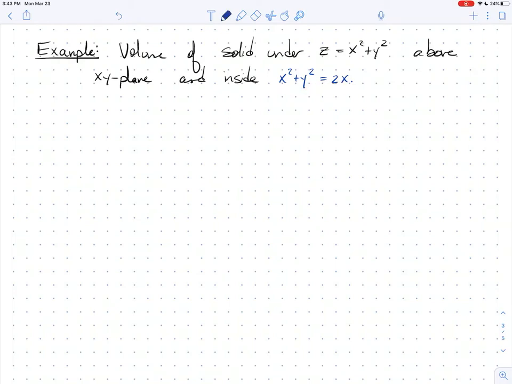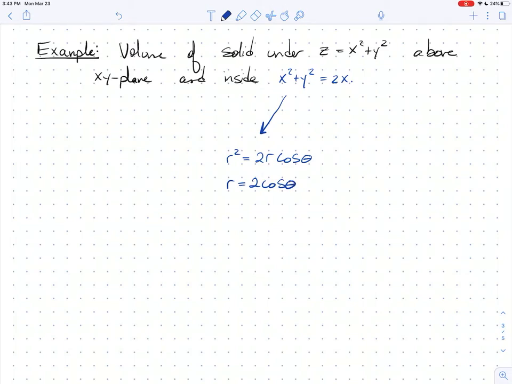What is that? Well, somehow I think it would be beneficial for us to switch this thing to polar right away. X squared plus y squared is just r squared. X is r cosine theta, so I have r squared is 2r cosine theta. I'm going to cancel an r. You should ask yourself, why can I get away with canceling an r? I can, and I get r is 2 cosine theta.